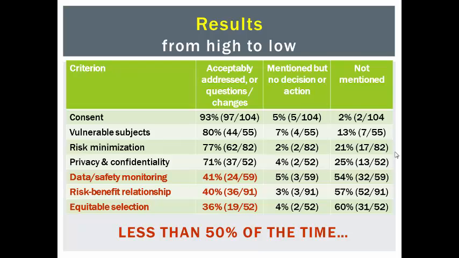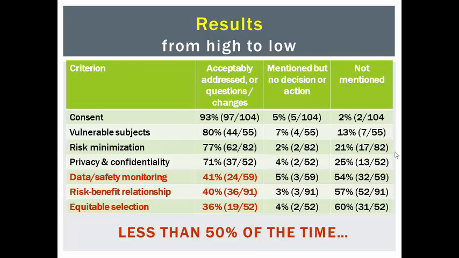He divided it into a couple of different buckets. One bucket was that the IRB did acceptably or adequately address the criteria, or they asked the researcher for some additional information or some changes in order to figure out if the criteria had been met. The other bucket was that the IRB mentioned the criteria, but didn't actually come to any decision about whether or not the study met the criteria. And the last bucket was they didn't even mention the criteria, let alone talk about whether the study met the criteria. I've ranked them on this table from the highest, or best case, to the lowest case.